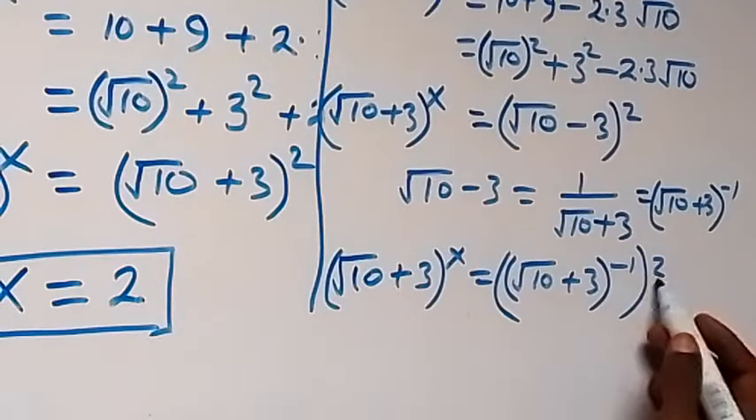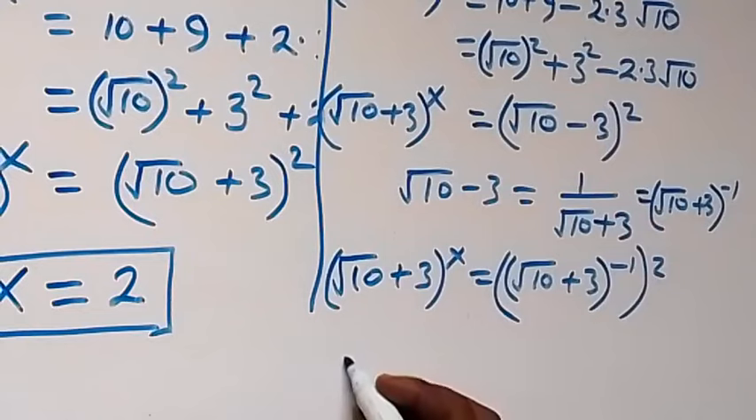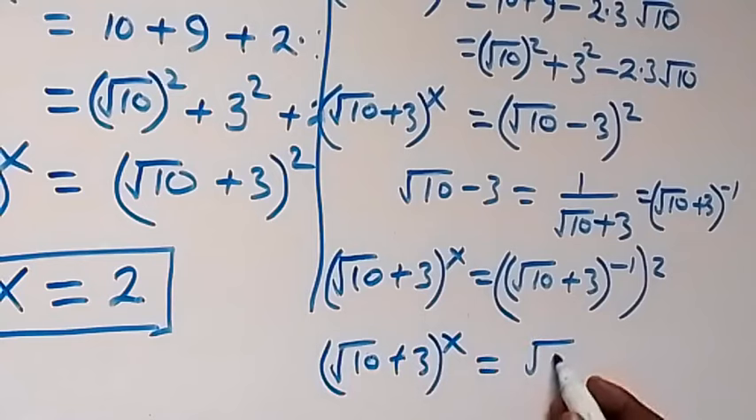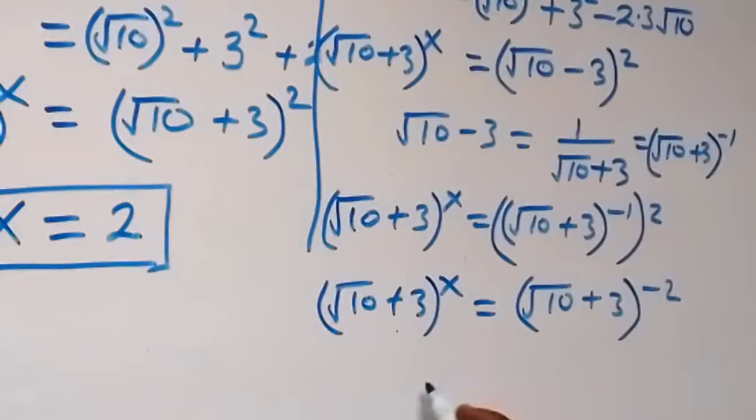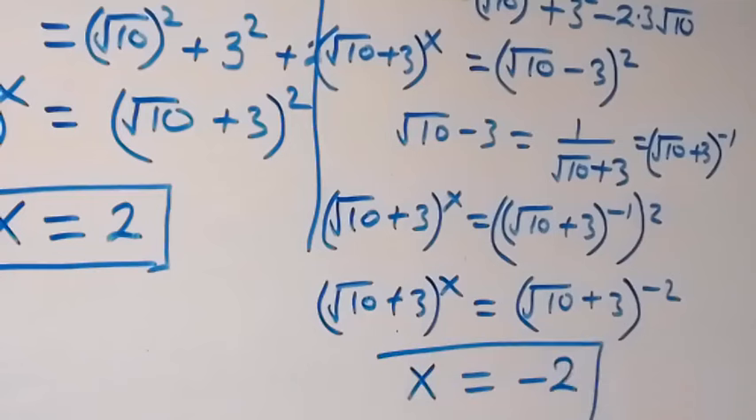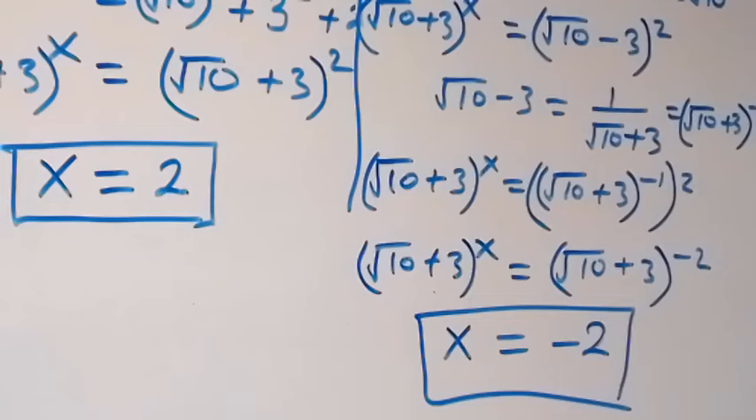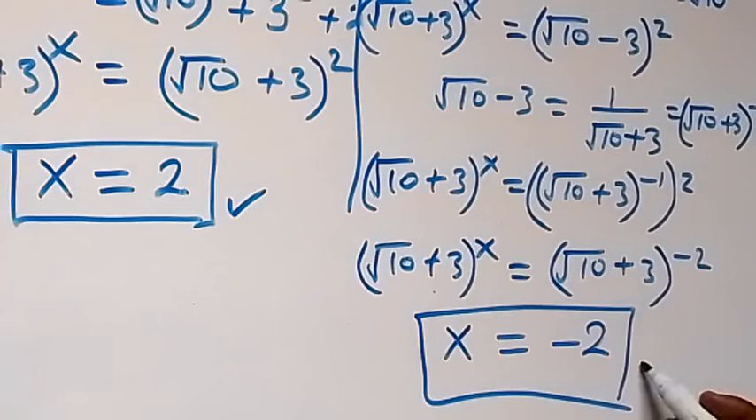And since this power multiplies by the law of indices, we have root 10 plus 3 all raised to power x equals root 10 plus 3 all raised to power minus 2. Now we have the same base, so the powers are equal, which is x equals minus 2. Therefore, the second solution to this problem is x equals minus 2. So these are the solutions to the problem: x equals 2 and x equals minus 2.